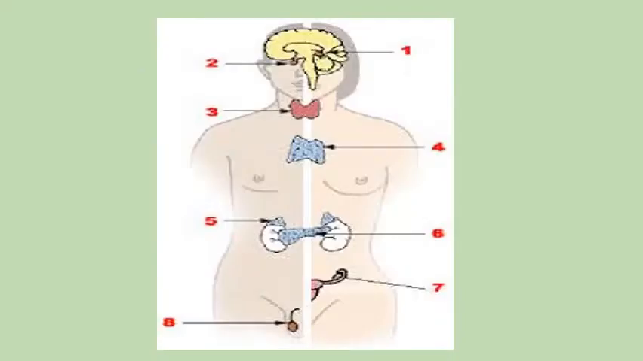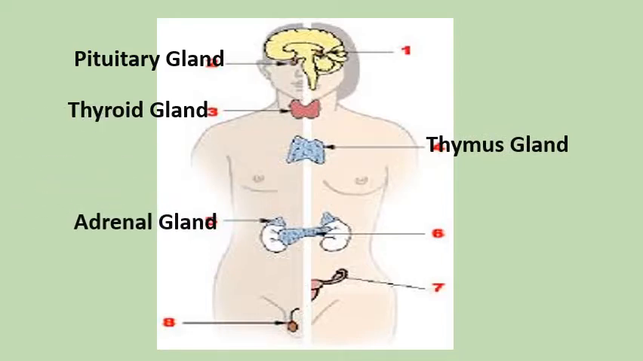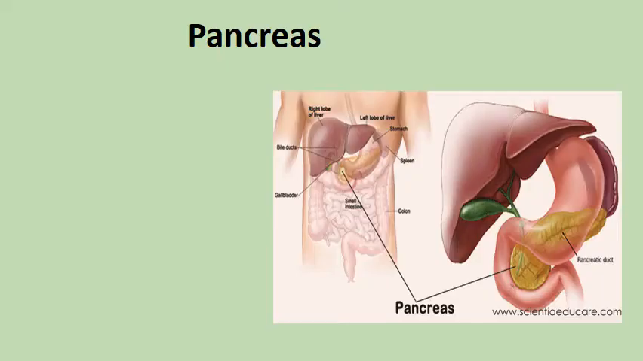Now again, let's locate the glands. In the brain, number 2, it's the pituitary gland. Number 3, it's the thyroid gland. Number 4, thymus. Number 5, adrenal. Number 6, pancreas. Number 7, ovaries. Number 8, the testicles.